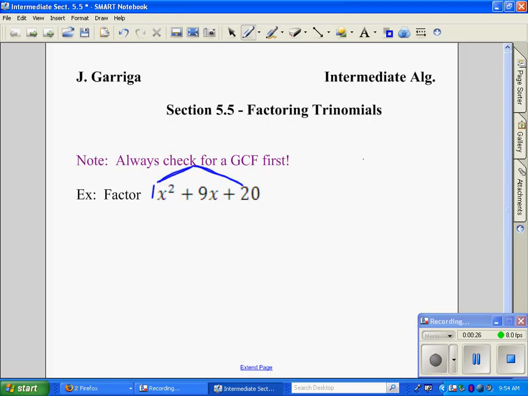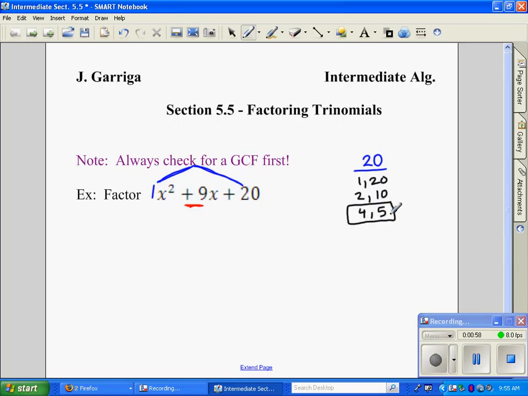1 times 20 is 20, and adds to give us our inside term. So we want to know all the factors that give us 20. That's 1 times 20, 2 times 10, 4 times 5. And we stop there with different factors, and you can see if any combination of these could possibly give us a 9. Well, when we look over here, we say, oh yeah, 4 and 5 can give us 9. If I multiply these two, 4 times 5, I get 20. If I add these two, I get the inside.